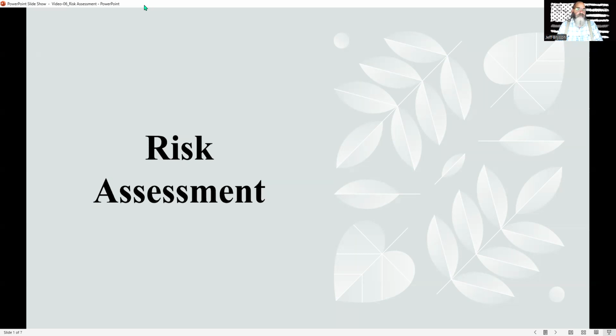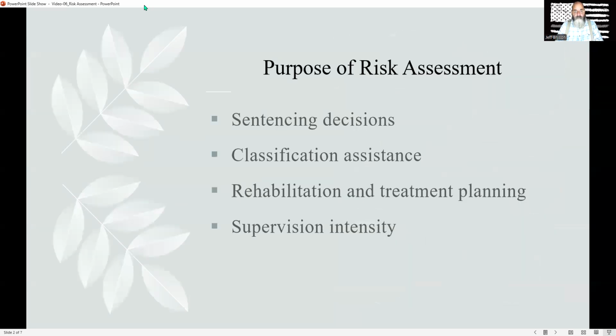This video addresses risk assessment. Risk assessment has many different purposes. It supplements the pre-sentence investigation report to assist judges in making sentencing decisions. Judges are more likely to give a community sentence to individuals who are low risk and committed a lesser felony. For example, an individual who committed theft and scores low risk will likely be given probation. On the other hand, someone convicted of murder will be given prison time even if they score low risk.